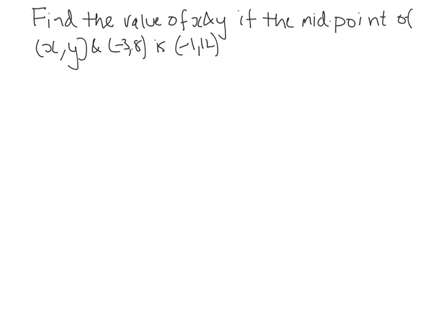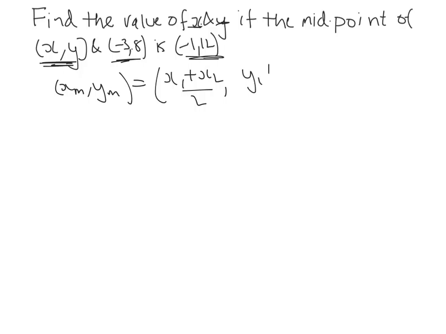Alright, well what about this problem here? We need to find the values of x and y in this point here if the midpoint between this one here and this one here is this. So let's label our points. So we know the midpoint is x1 plus x2 over 2 and y1 plus y2 over 2.